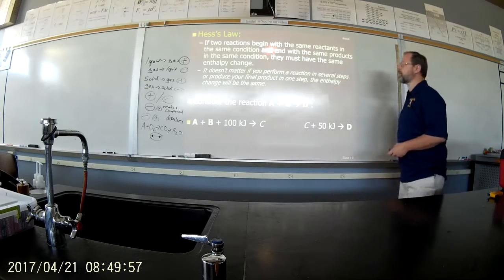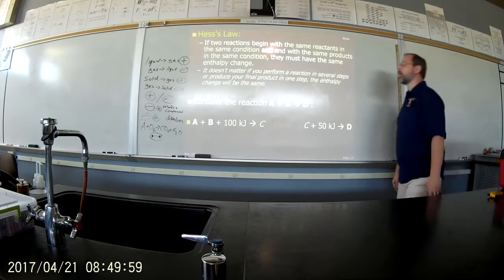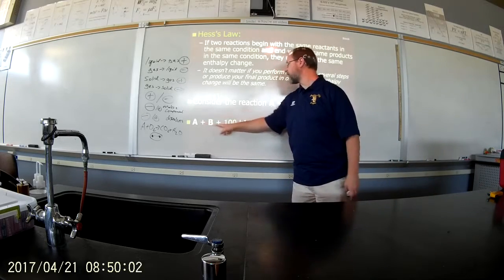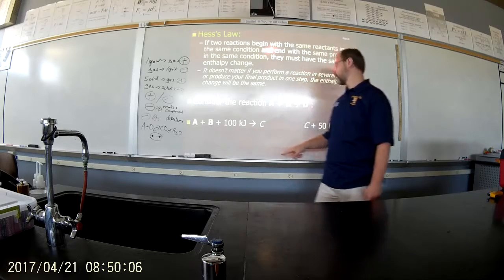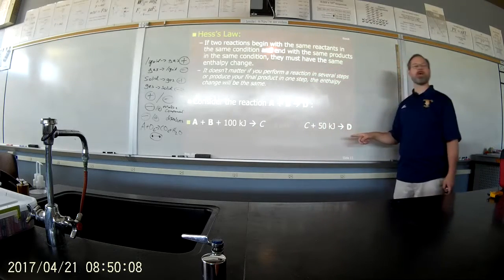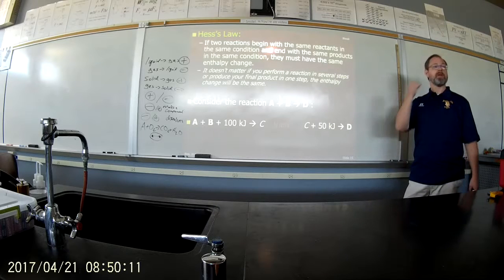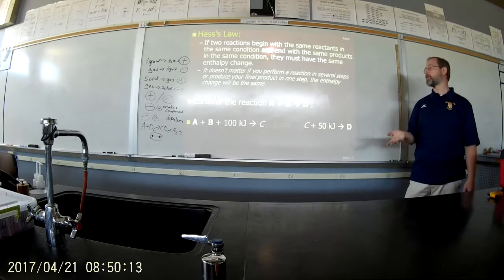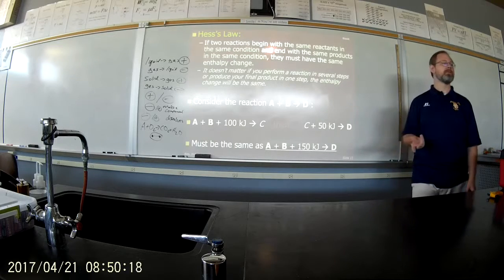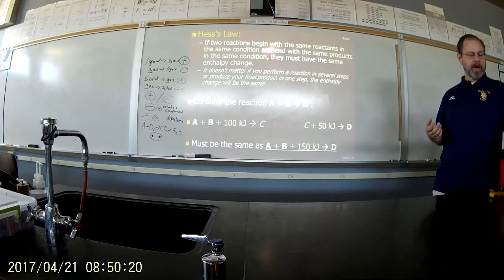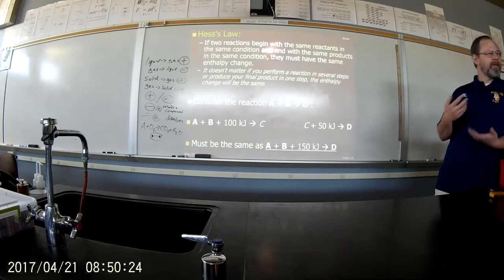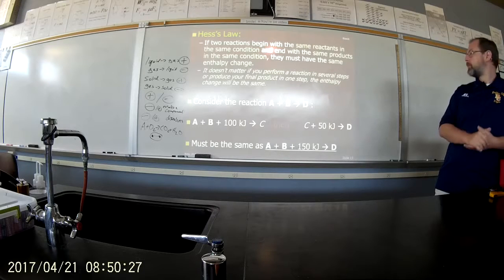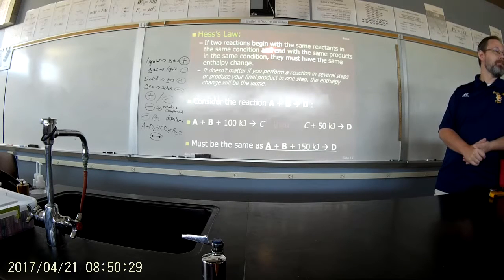So consider the reaction A plus B yields D. If the first process of A plus B becoming C required 100 units of energy, then C to D required 50 units of energy, what's the overall enthalpy change of the process A to D? 150. Okay. The overall enthalpy change from AB to D would be 150. That's how that works. That's Hess's law.